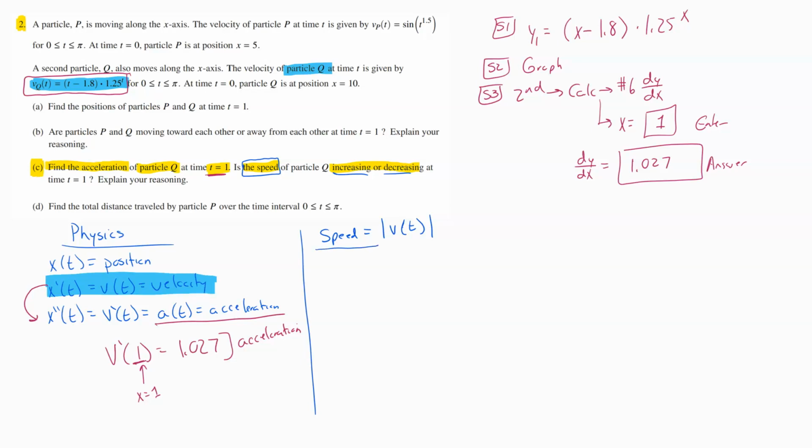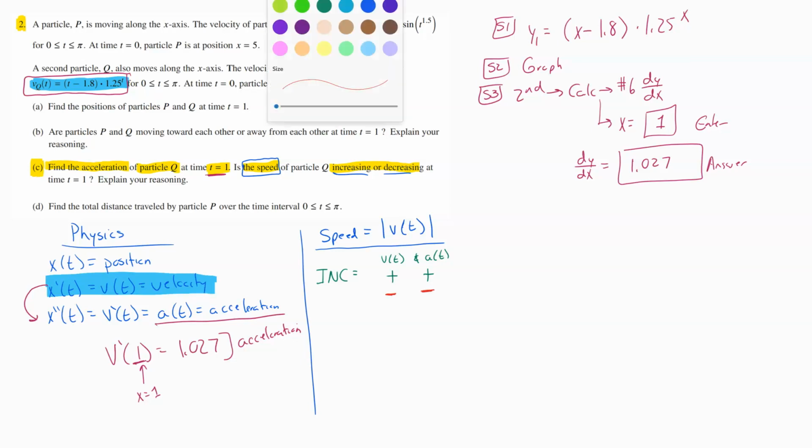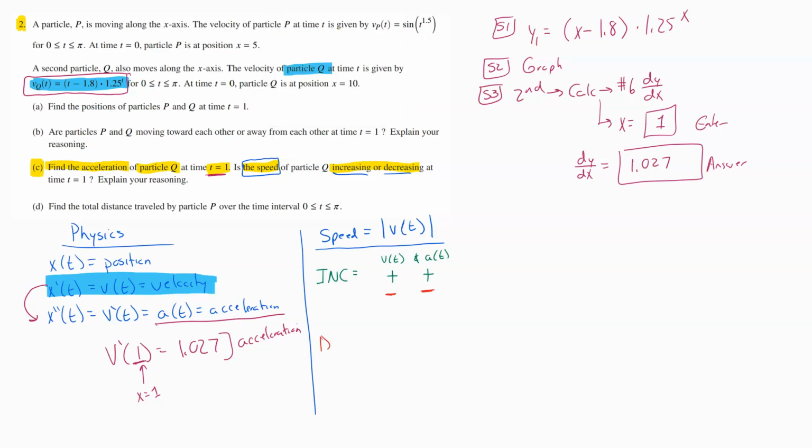So when we go to find whether or not it's increasing or decreasing, we do that by playing a little game. We know that our speed would be increasing if our velocity and our acceleration have the same sign, because then they're moving in the same direction. So if our velocity is positive and our acceleration is positive, our speed is increasing. And it's also true that if our velocity is negative and our acceleration is negative, our speed is also increasing. If it's decreasing, what we'll see is those signs would be different.